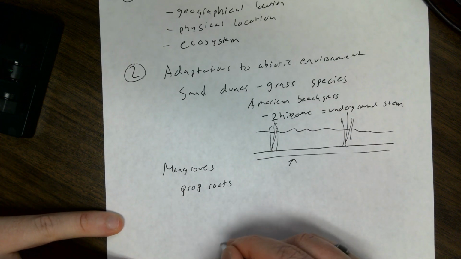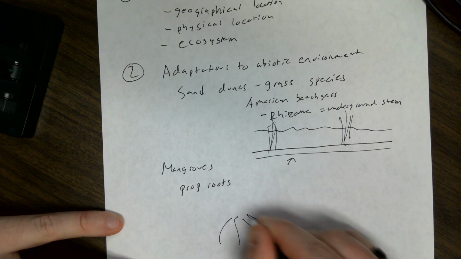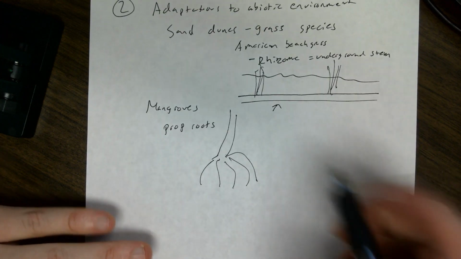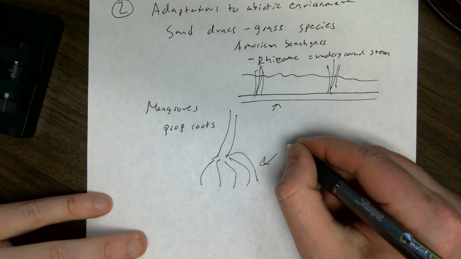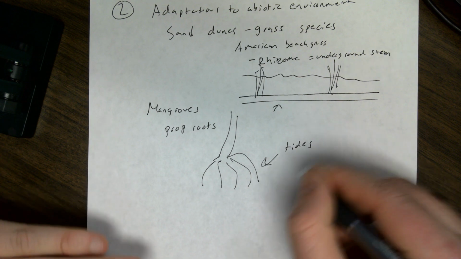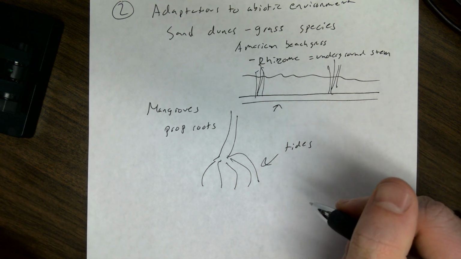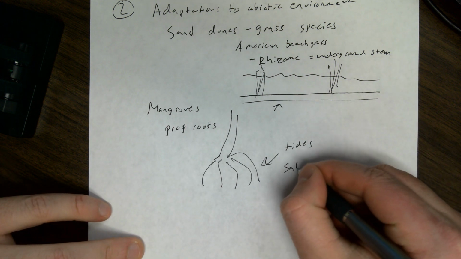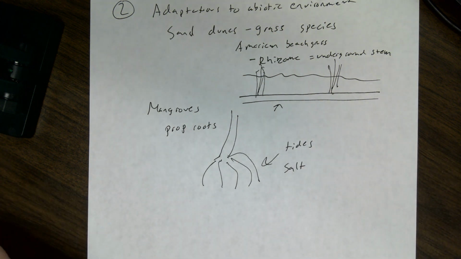Their prop roots look like this. They're those weird trees that look like this, and then they grow up. This allows them to survive the different tides. As the tides come in and out, they can survive and not be knocked over. It looks like they're on stilts above the water. This also helps them balance out the salt in the water, because salt is normally really bad for a plant. If you were to put salt water on a plant, you would pretty much kill it. But these have special adaptations that allow them to survive.